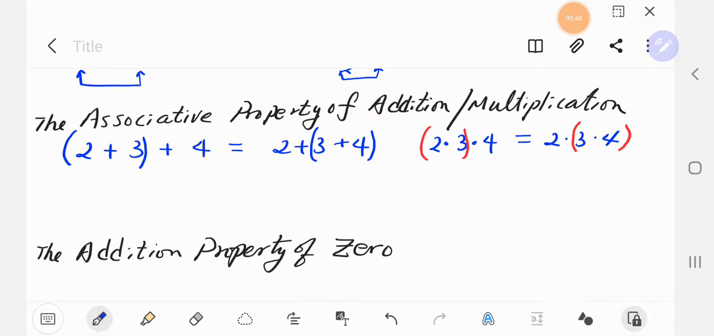Okay, let's try this one. How about this? Is it the associative property or the commutative property? Let's say 3x.